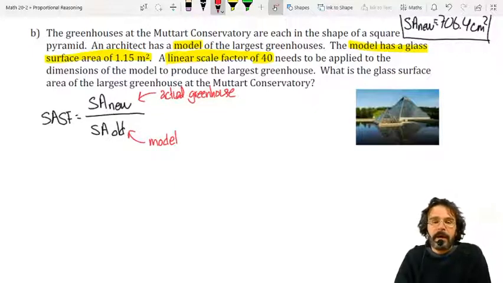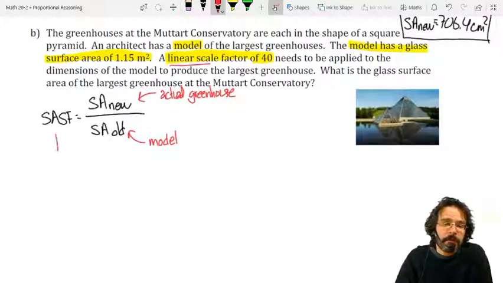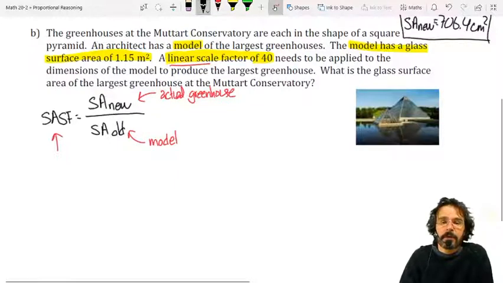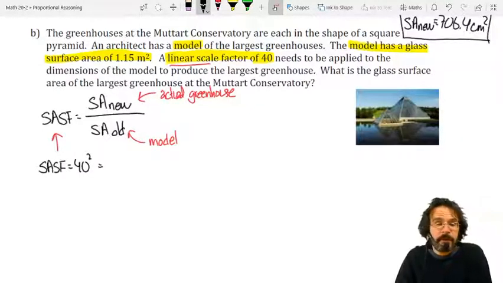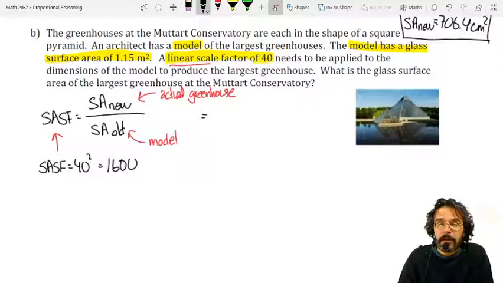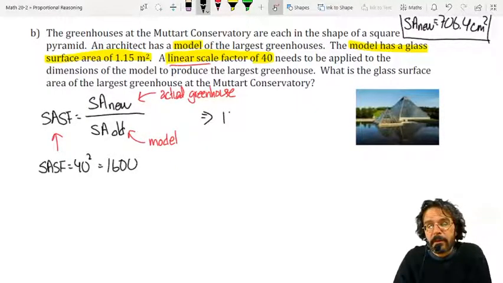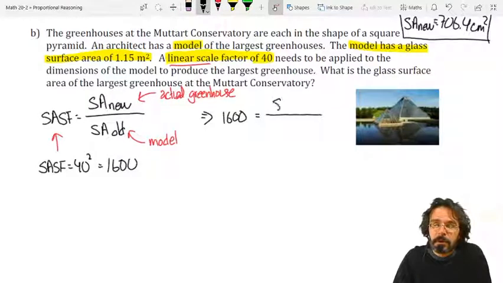We have a linear scale factor, but we need a surface area scale factor. To get the surface area scale factor, all we have to do is square the linear scale factor, which means our surface area scale factor is 40 squared, or 1600. We can plug in what we have. So it's going to be 1600 equals, and in the numerator, that's what we're looking for, so we're just going to put the surface area of the new object.